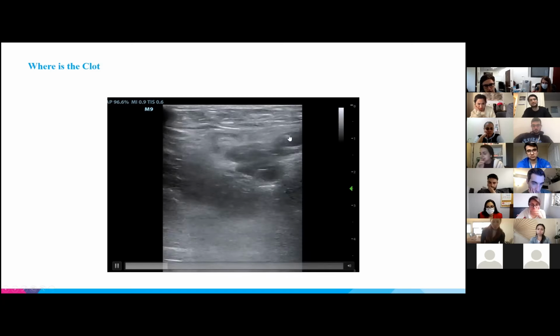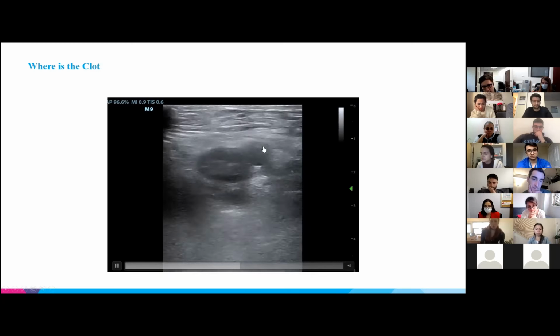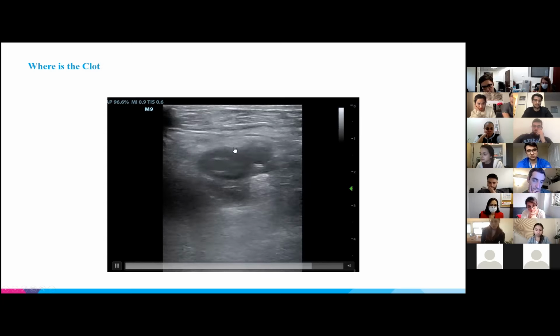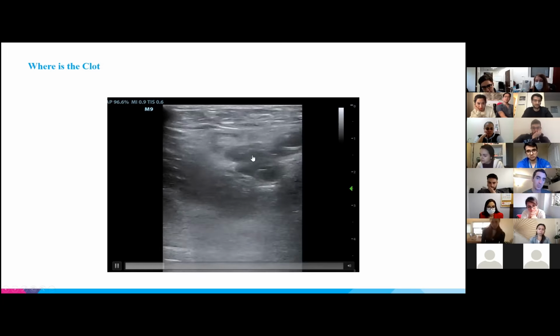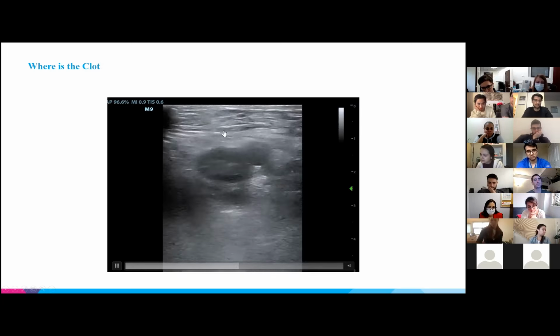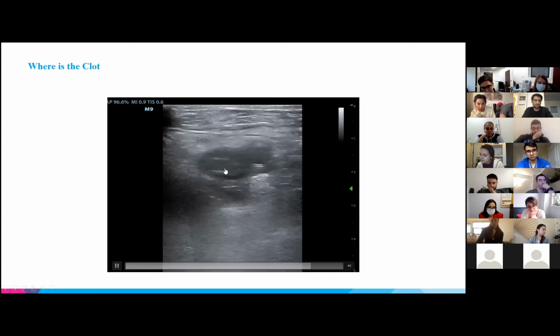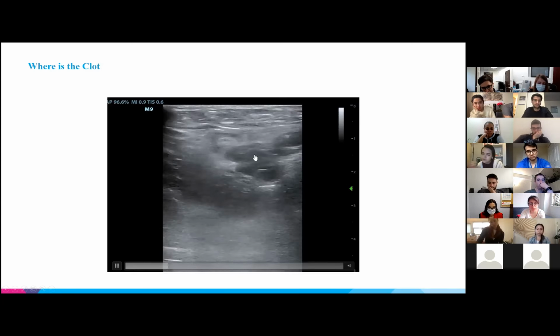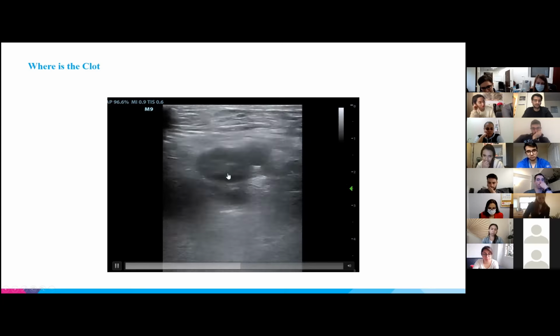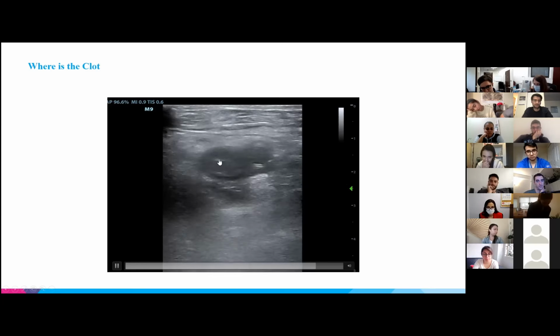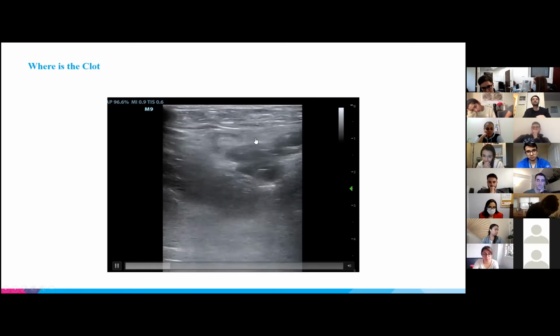So this here is the artery, right? You can see it's pulsatile, it's thick walled, it's very round, right? And then this is the vein here. And there's partial compressibility, it doesn't compress all the way. And then when you really let go of the compression, you can appreciate that there's something floating in the center of the vein. So this is a patient who has a left common femoral vein clot, right?